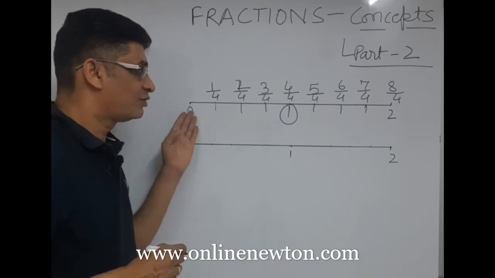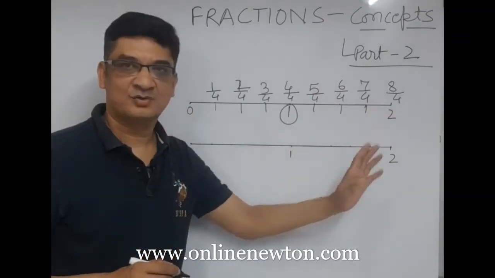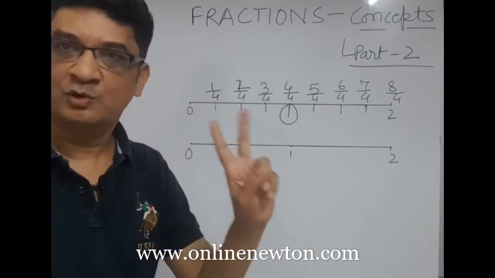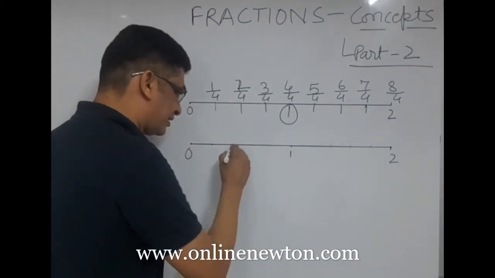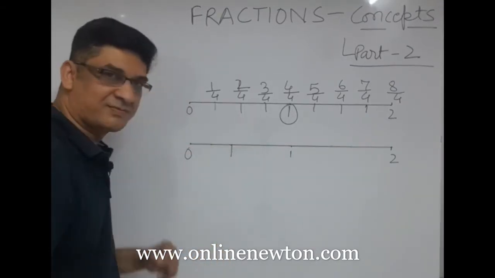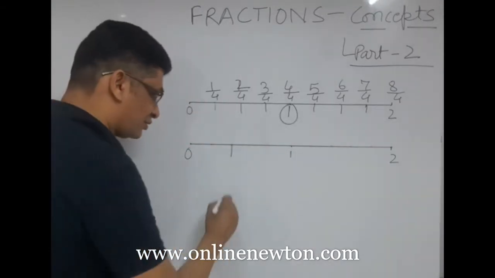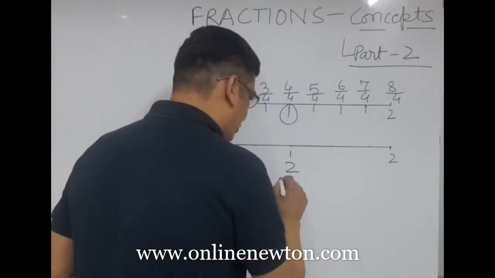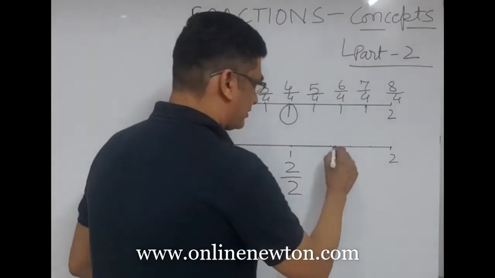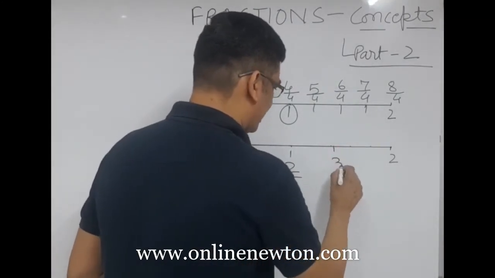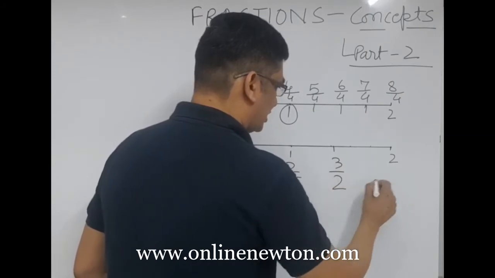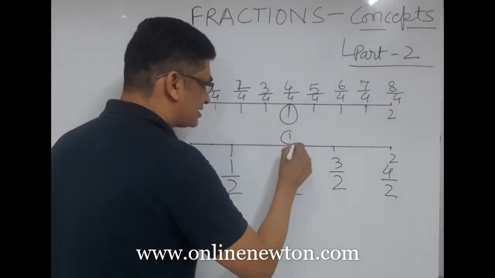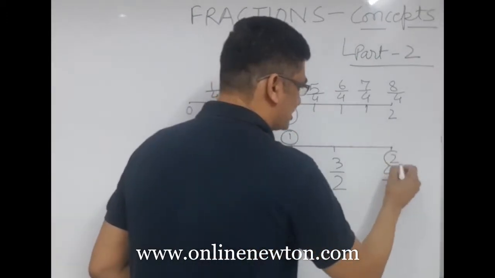So friends, this is 0, this is 1, and this is 2. Now let's assume we cut the same into 2 parts. So we have cut it here. This is first part, and there are only 2 parts. So this part is called 1 by 2. This part is called 2 by 2. This part is called 3 by 2. And this part is called as 4 by 2. So friends, this 2 by 2 and 1 is same, 4 by 2 and 2 is same.